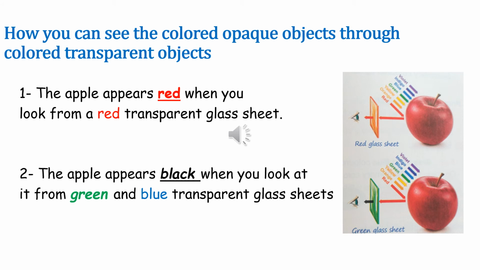But when we look at the red apple through a green or a blue glass sheet, the apple will appear in a black color. Let's see why.